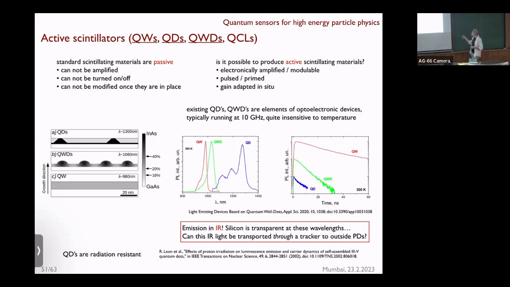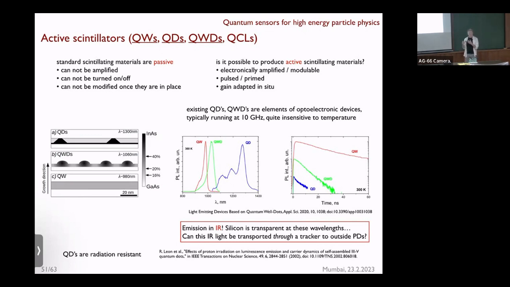Their time constant is also very different. The quantum wells fluoresce on a very slow time constant of almost microseconds, whereas the quantum dots have time constants of the order of nanoseconds. So these are the ones you should be focusing on. You could build these, except that they emit in the infrared.